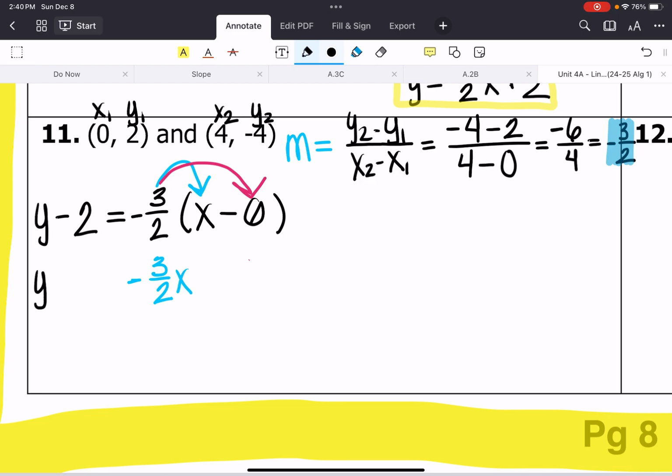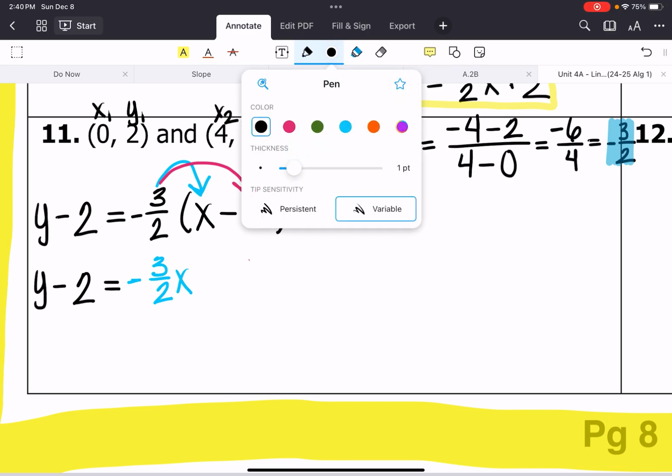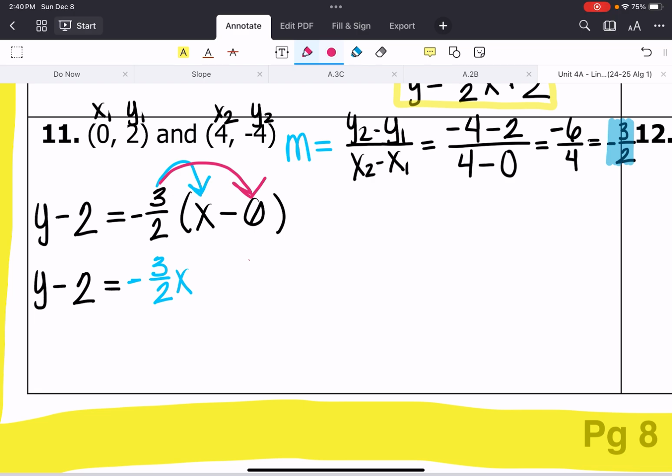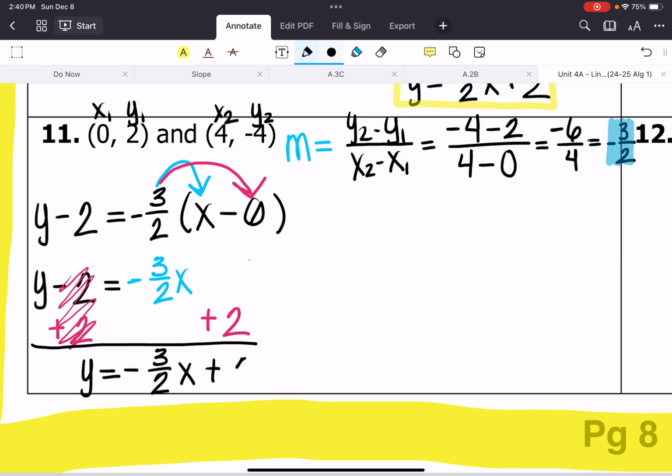Now, on the left-hand side, you still have y minus 2. Remember, the goal is to get y by itself for slope-intercept form. Therefore, I'm going to have to get rid of the minus 2 by doing the opposite and adding 2. And what you do to one side, you do to the other. Minus 2 plus 2 gives me 0. Y is by itself, and then I have negative 3/2 times x plus 2 to finish off my equation.